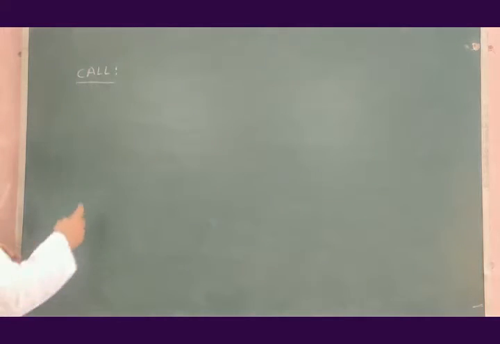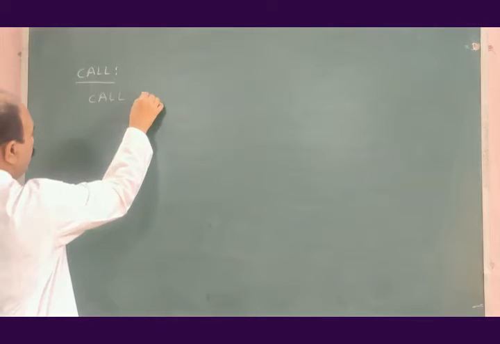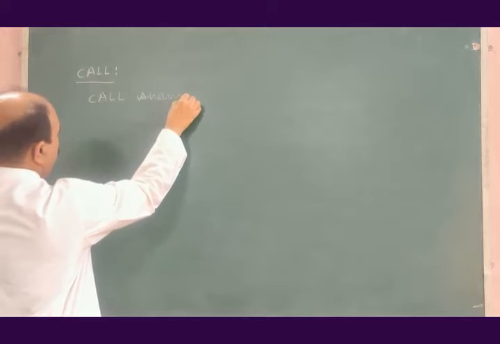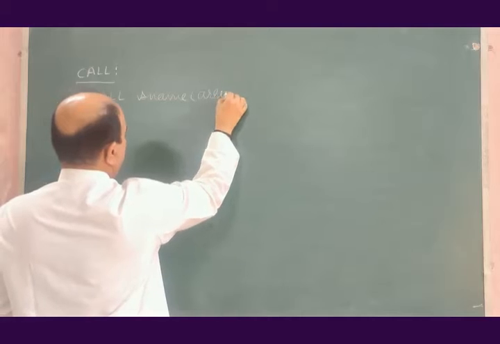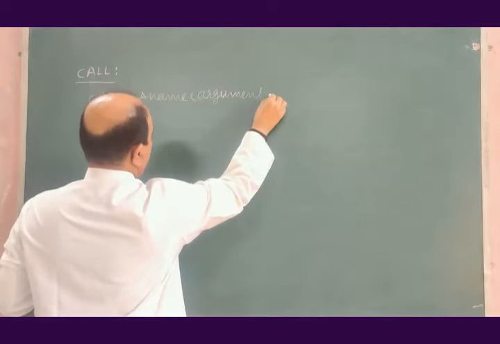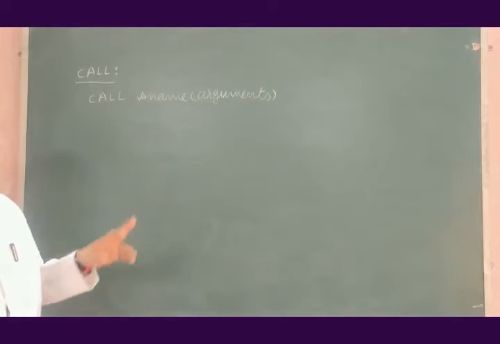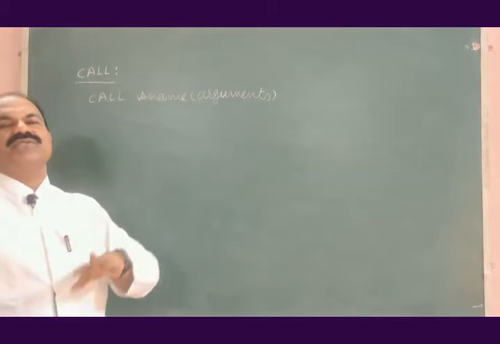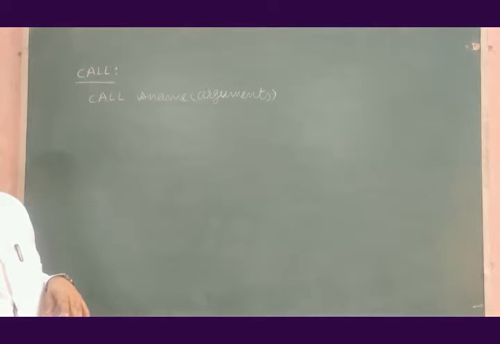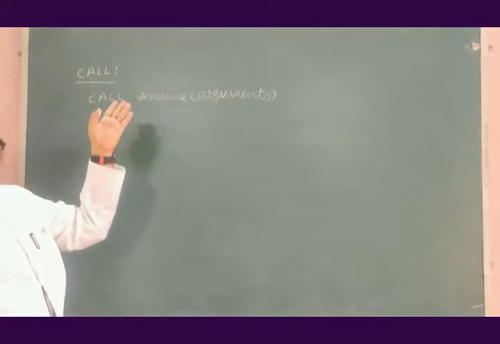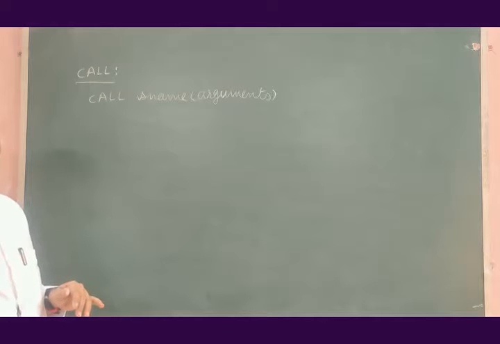The syntax of call subroutine is this one. Call sname. What is sname? Name of the subroutine. Arguments. If more than one argument, separated by commas. Before going to use this call statement, let me first write a subroutine subprogram.